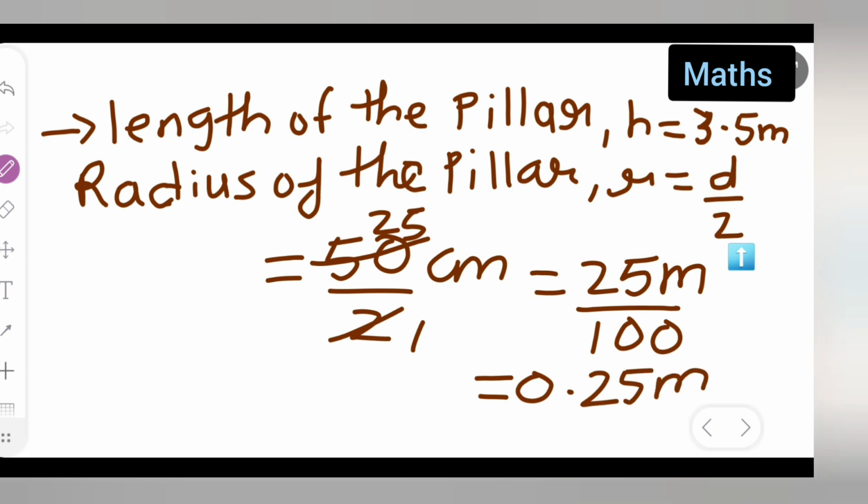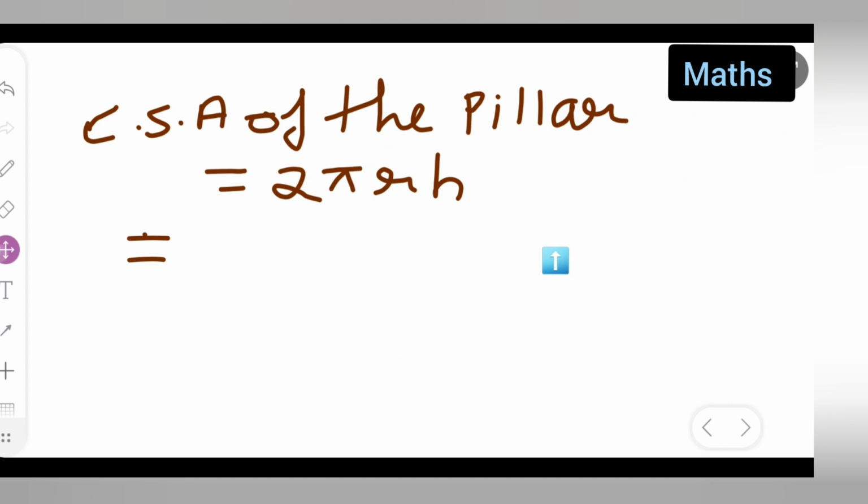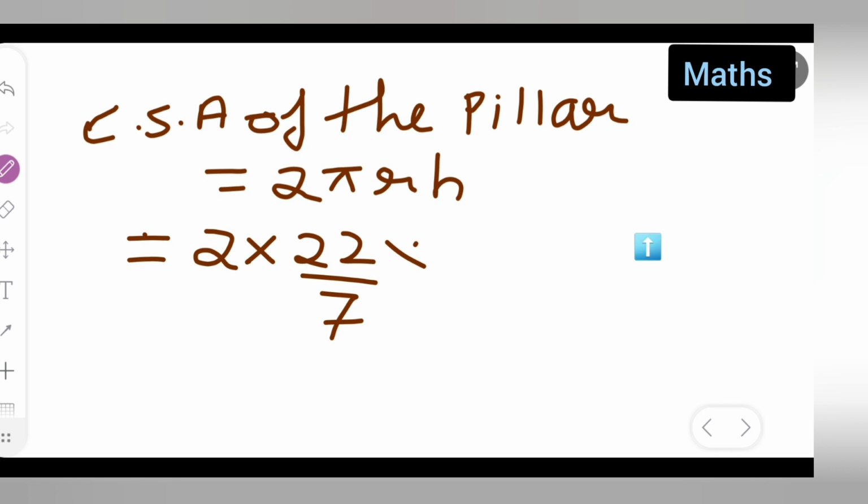Your next step is curved surface area. Curved surface area of the pillar is what? Formula: 2 pi r h. Now multiply 2 multiplied by, what is the value of pi? 22 upon 7. What is the radius you got? 0.25, multiplied by your height, 3.5.